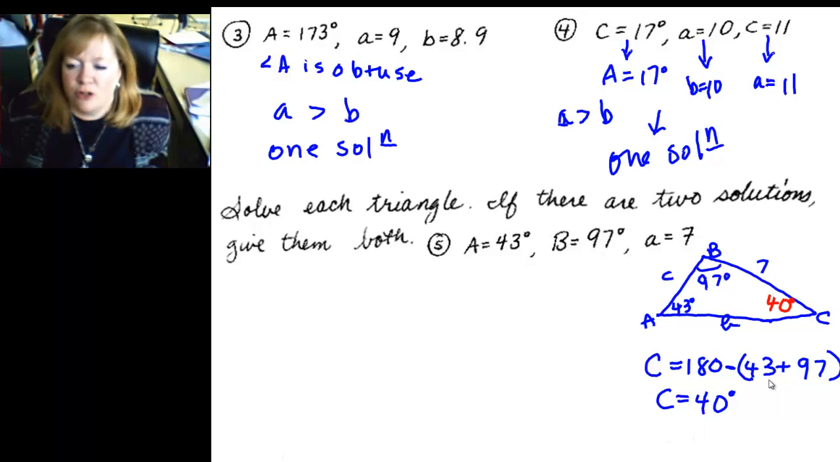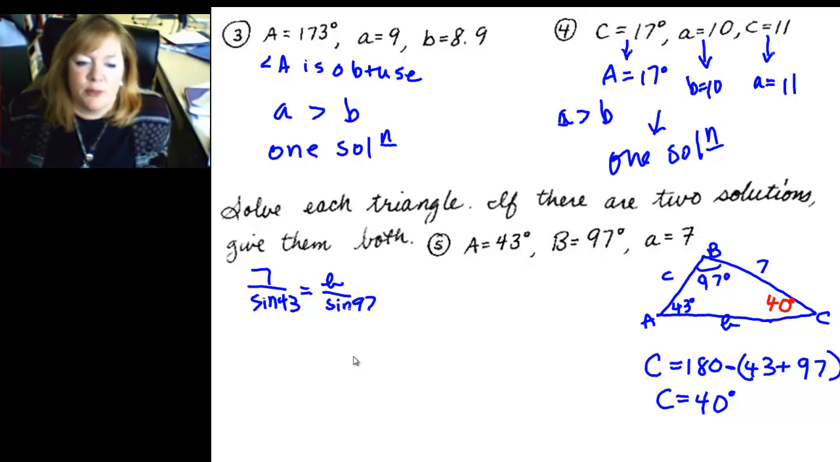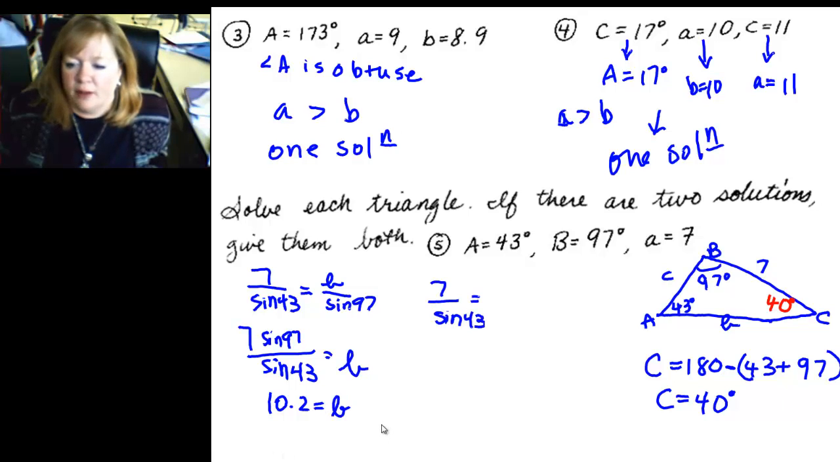Now then I can use my law of sines to find little b and little c. I will take 7 over the sine of 43, that's little a over sine of big A, equals little b over sine of 97. I cross multiply and divide by that third number. So 7 times the sine of 97 divided by sine of 43 is going to give me about 10.2.